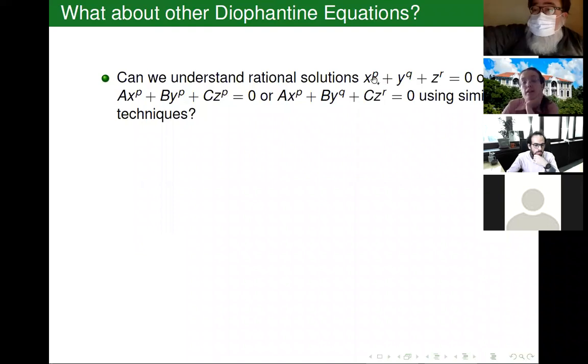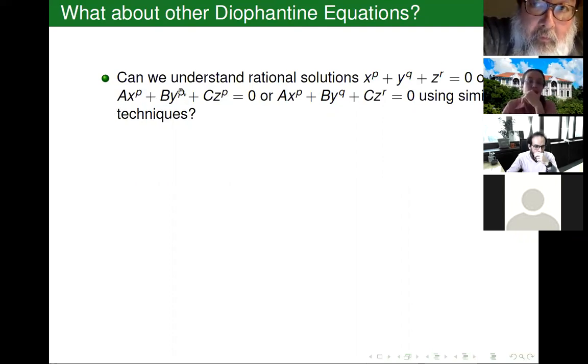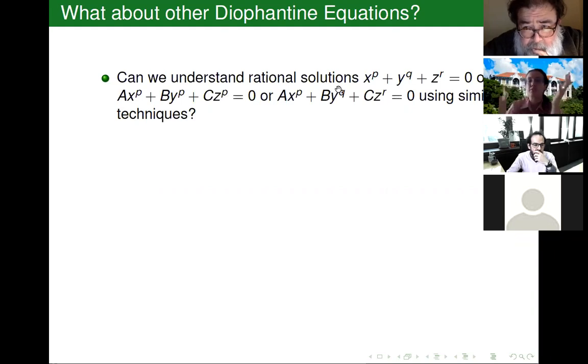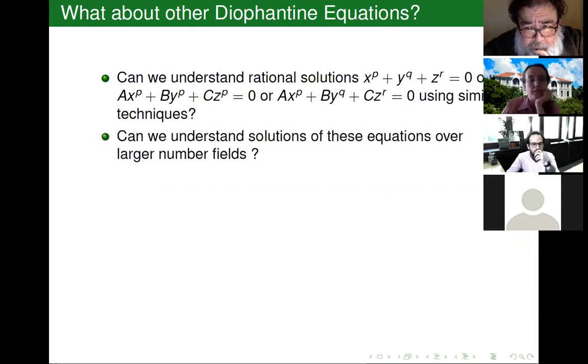You can change the exponents. They don't need to be all the same integer, p, q, r in this case. Or you can keep the exponents as they were before, but add some coefficients. This is sometimes called a generalized Fermat equation. Or you can do both: change the exponents and add coefficients. These are all similar types of equations, and we expect similar types of proofs to work in these cases.